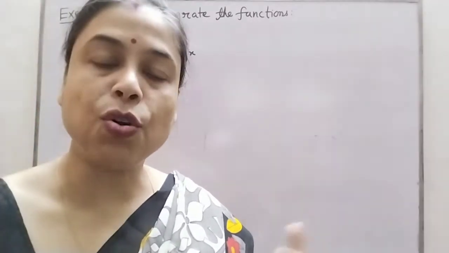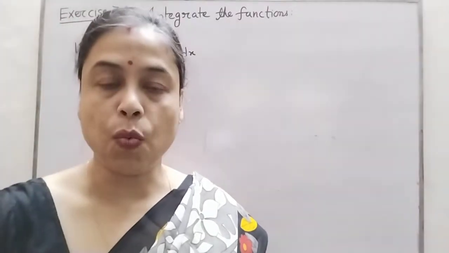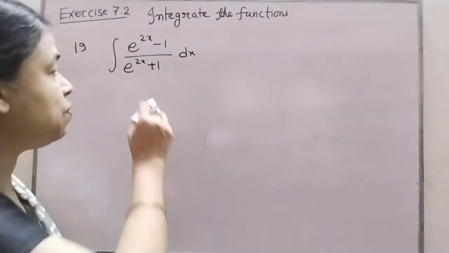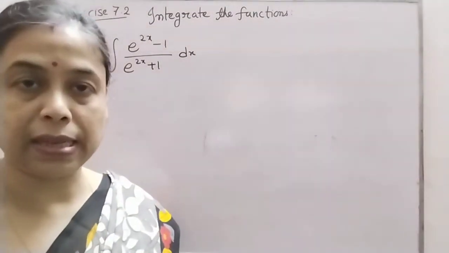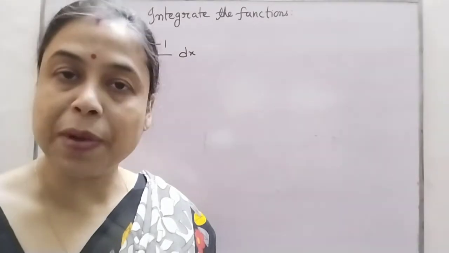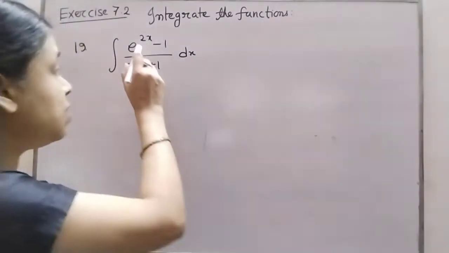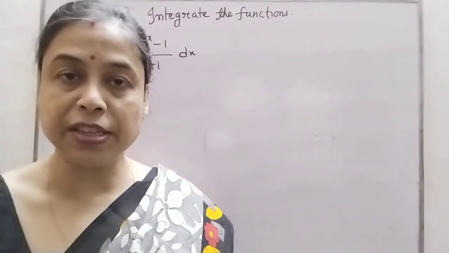Now you see, as I told you in my earlier classes, generally we have to see what derivative is present. In this case, the derivative of e to the power 2x is e to the power 2x into 2. So e to the power 2x is present in the numerator, but what about this minus 1? It is difficult for us to adjust, right?